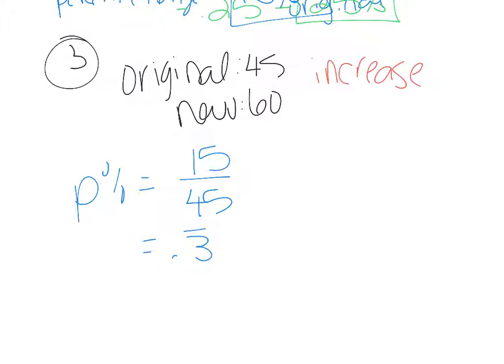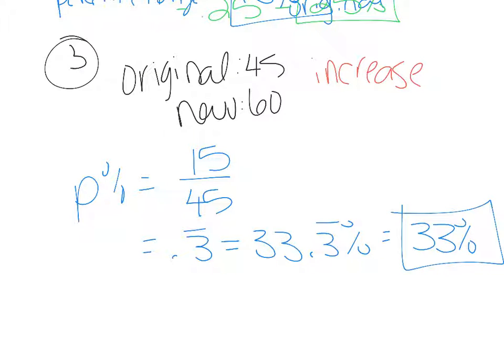Okay, now I need to change that to a percent. So make sure you move the decimal 2 places to the right. So you're going to get 33.3 repeating percent. And we want to round to the nearest percent. So kind of like the last one, we're going to stay at 33.